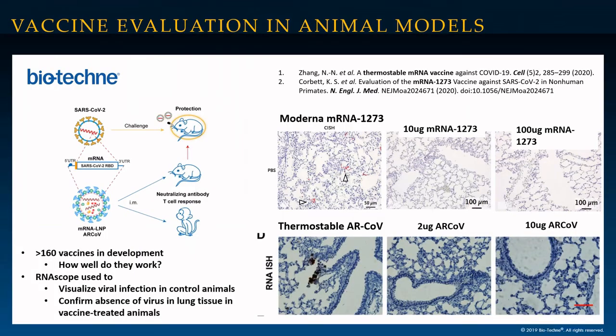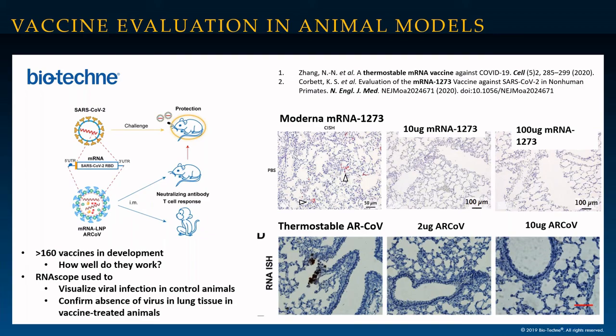The next area that I talked about was vaccine evaluations. This is something that everybody's excited about in the field. They're all ready to find out when it's coming out, and there's a really strong urge to enable this research. As you may all know, there are over 160 vaccines in development, but the big question is, how well do they work? So in these two papers, the RNAscope assay was used by the researchers to visualize the viral infection in control animals, but also to confirm the absence of virus in these tissues after the animals were treated with the vaccine.